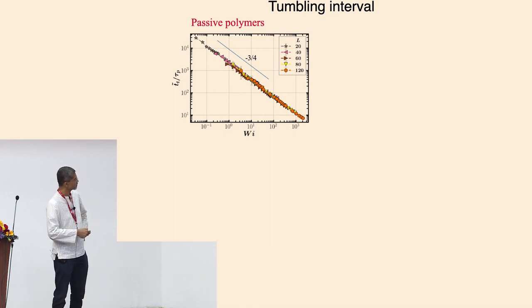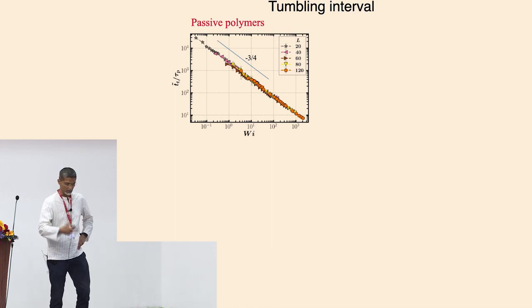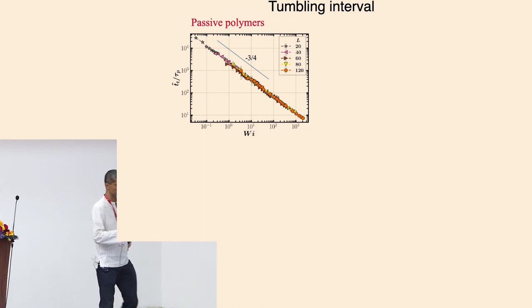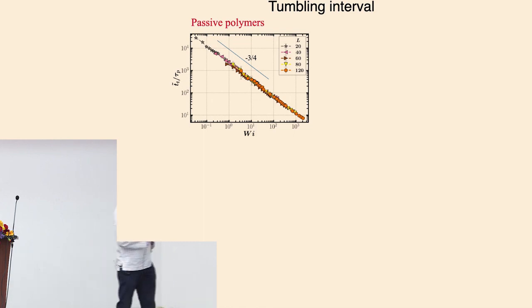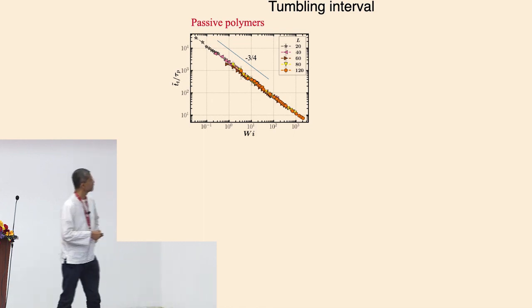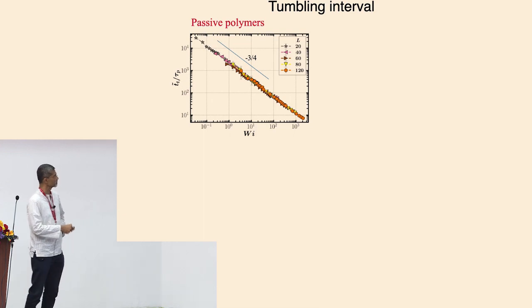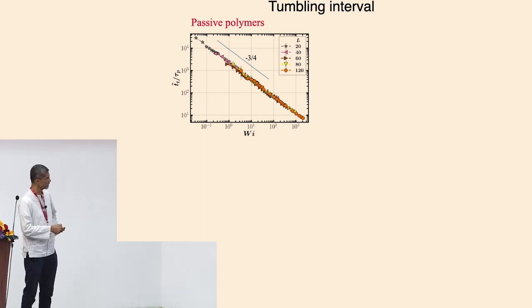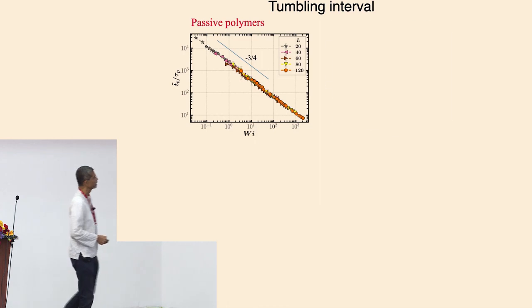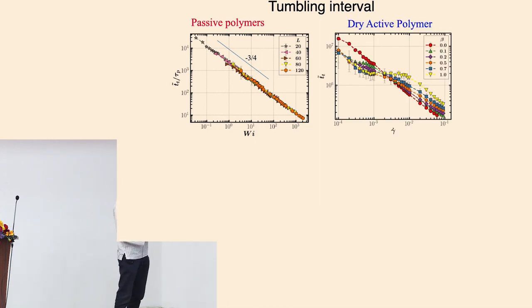Instead of that, I'll just show you how this would again show in the case of shear flow in the tumbling interval. In the passive polymers, as I said, we recover this 3/4 line. Now this is plotted as a function of Weissenberg number, and it scales with the polymer relaxation time. And I can now show you this for the active polymer case as you change the activity.